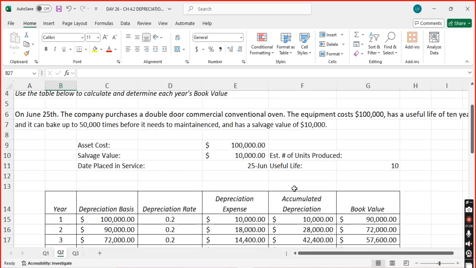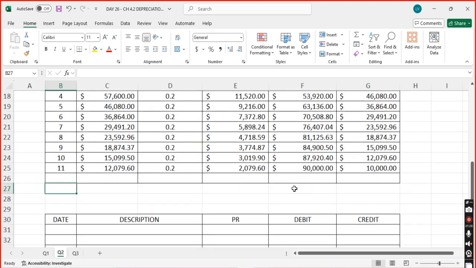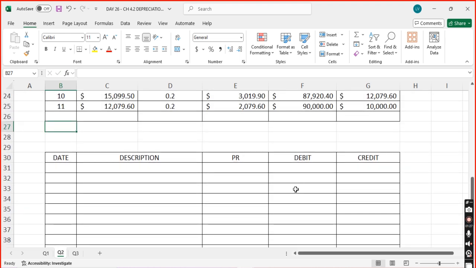Okay. All right, so let's go ahead and journalize the first 2 years for the depreciation, okay, because it's rinse and repeat from there. So again, assuming you depreciate it at the end of the year, December 31st. So how should your journal look like?